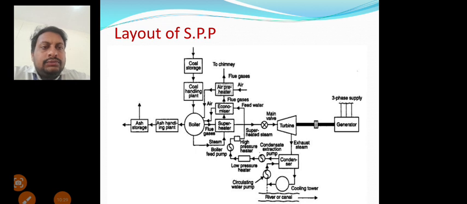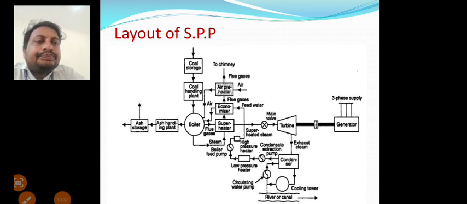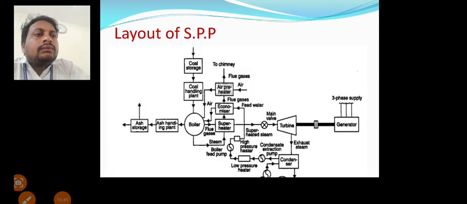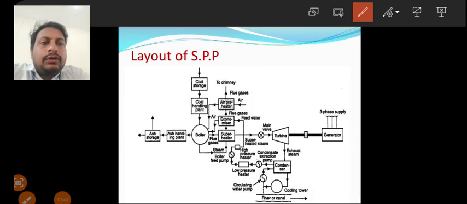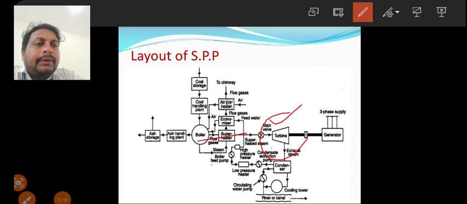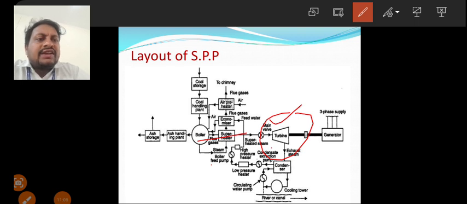So whatever steam is developed in the boiler goes to the superheater. After the superheater, the steam flows through the main valve and then strikes the turbine, expanding in the turbine. The superheated steam strikes on the turbine, so it expands in the steam turbine.